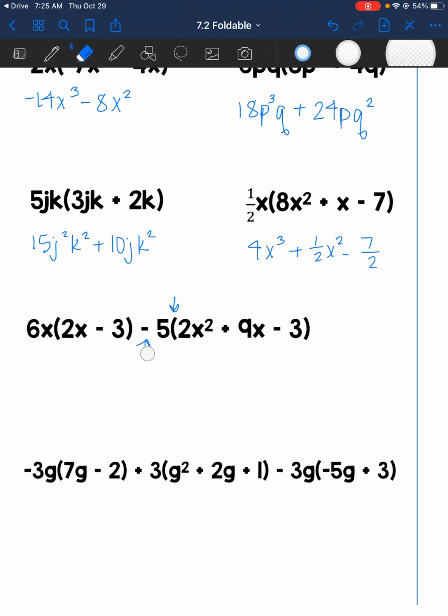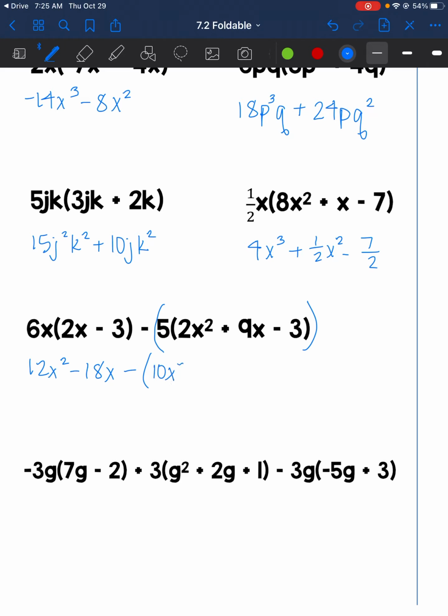Because we have the subtraction here, we are going to keep this entire second polynomial in parentheses as we distribute it, and then as we distribute the 5, and then we'll distribute the minus sign. Okay, so we just want to keep track of the minus signs there. So starting over here, we have 6x times 2x, which is 12x squared, minus 18x, minus, then in parentheses, we'll distribute the 5 among the second one. So then we have 10x squared plus 45x minus 15.